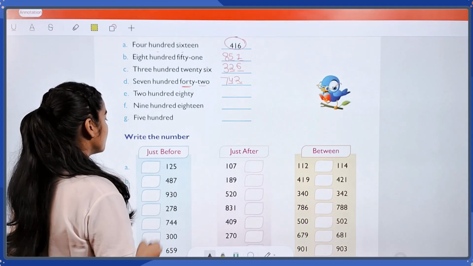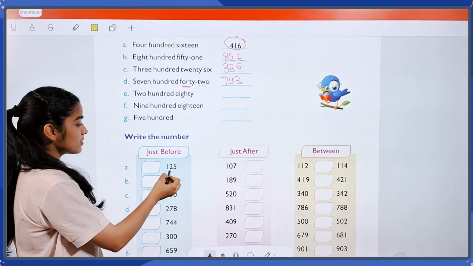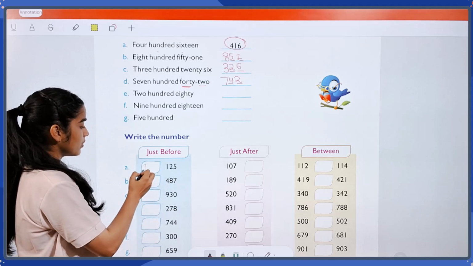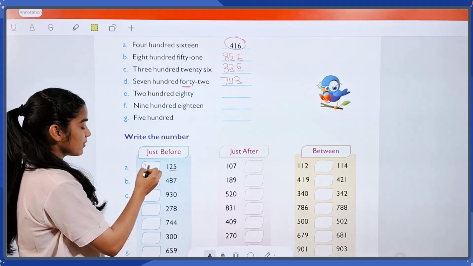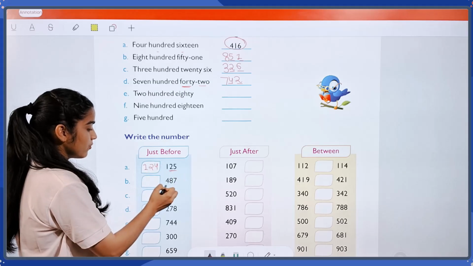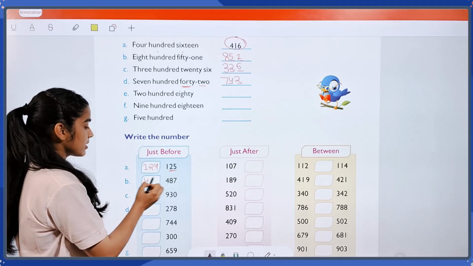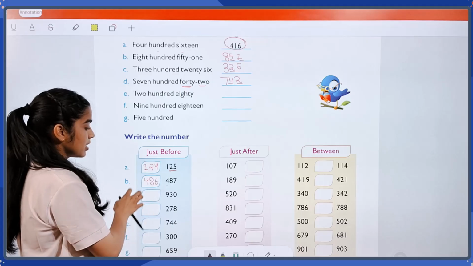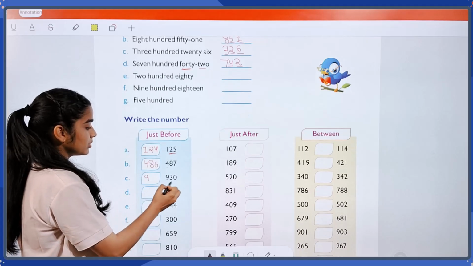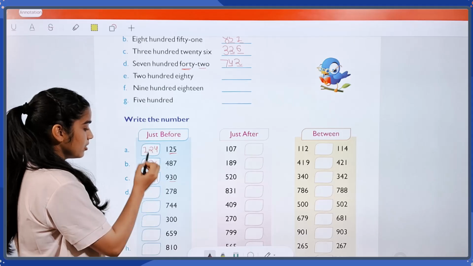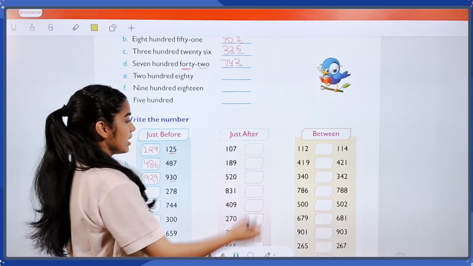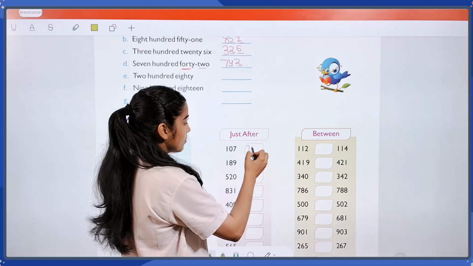Write the number that comes just before. What comes before 125? 1 is common. Before 25 we have 24. 4 is common. Before 87 we have 86. 9 is common. Before 30 we have 29. So you have to solve similarly. Now just after. So 1 is common, 0 is common.